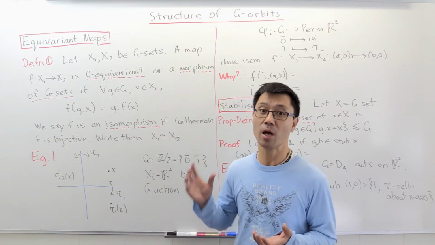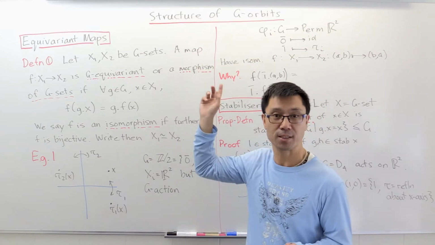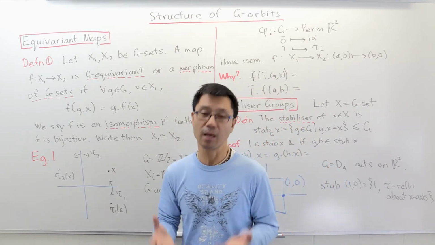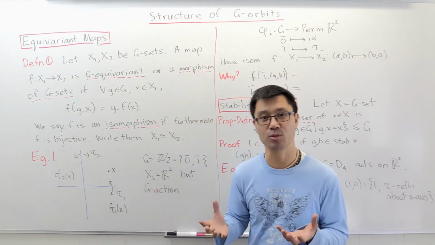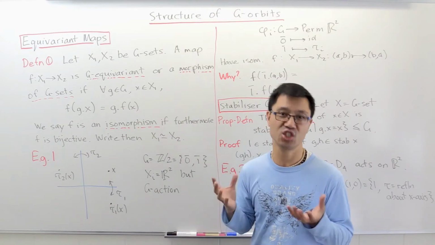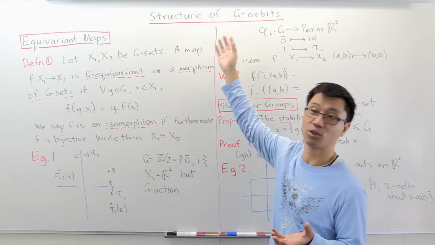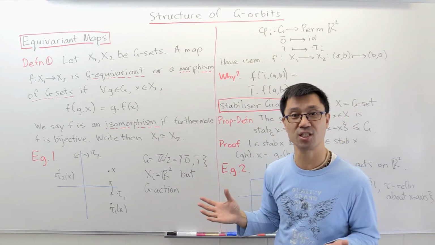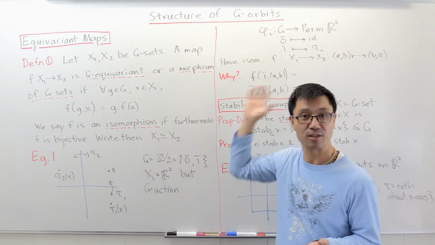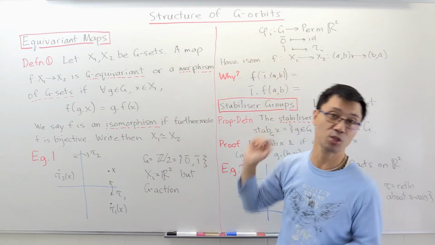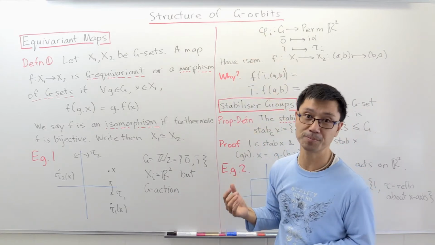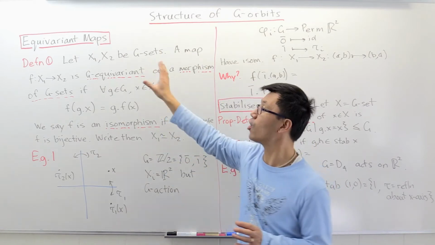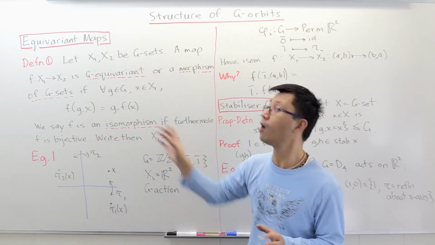Today I want to tell you a little bit more about G-orbits. These G-orbits, by the orbit decomposition theorem, are like the atoms which you can use to build any G-set. So once we have a description of G-orbits, we'll have a complete description of any G-set. And that's what I want to show in this video today: a complete description of the structure of any G-orbit. Okay, so to start off with, what we need is some version of the notion of homomorphisms for G-sets.